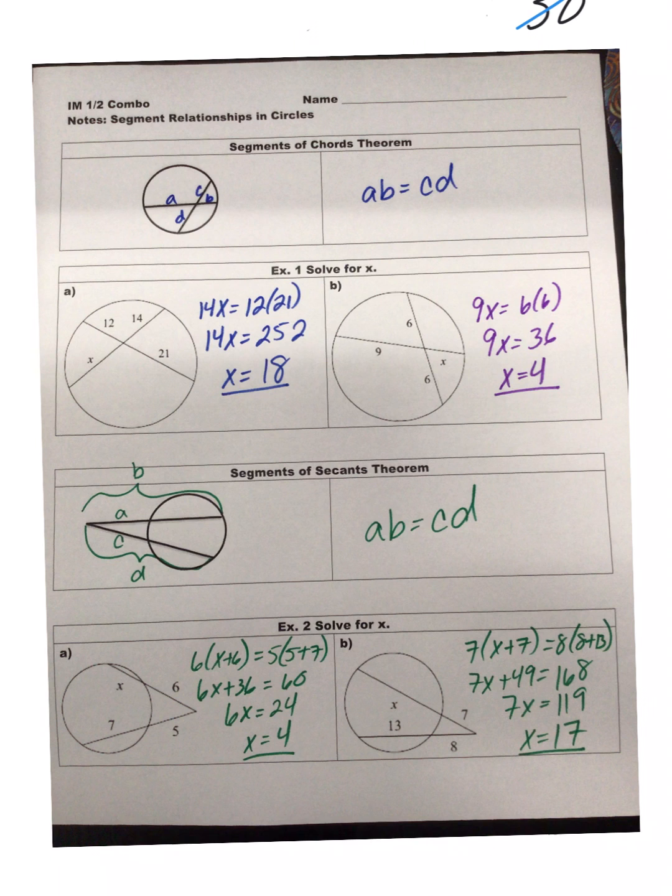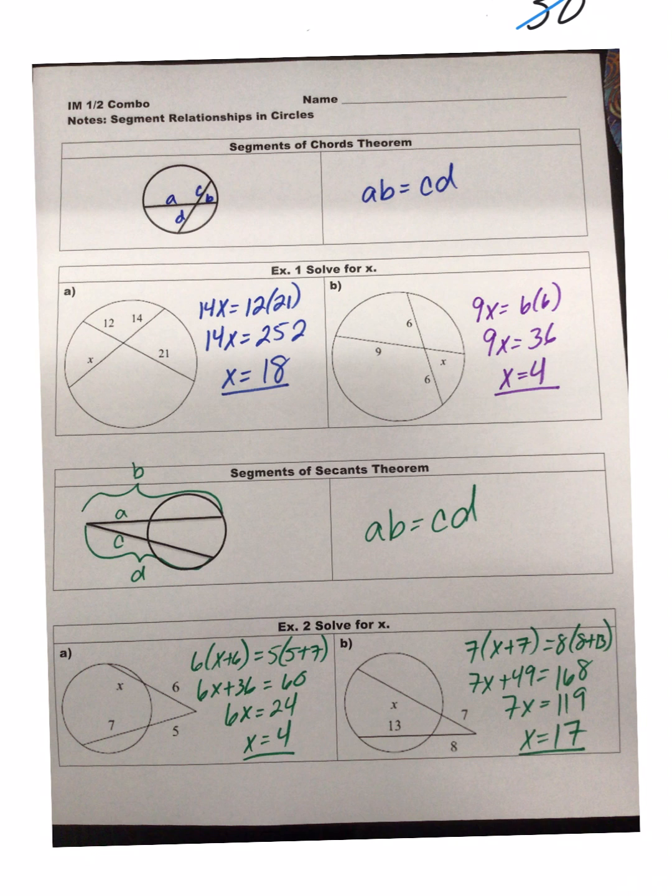So example 1a, to solve for x, we're basically saying part times part equals, for the other chord, the part times the part. So 14 times x equals 12 times 21. 14x equals 252. Divide by 14 and x equals 18.